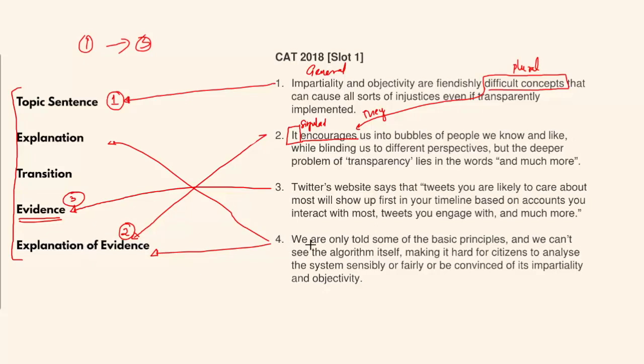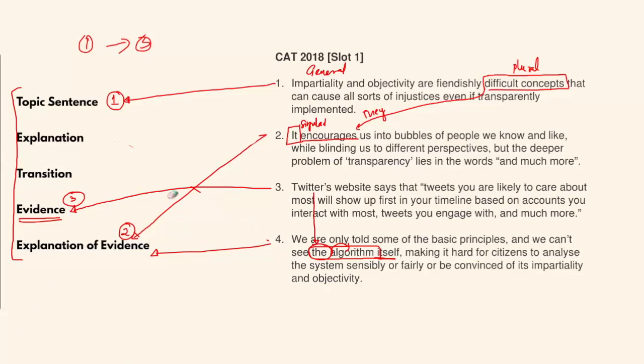And we look at number 4. We can only see some sort of basic principle. We can't see the algorithm. What algorithm are we talking about? We can't see the algorithm itself, making it hard for citizens to analyze the systems, and so forth. Then you look at which algorithm. I need something that explains what the algorithm is, which means it's a specific algorithm that is being talked about. Who gives the algorithm, ladies and gentlemen? Twitter gives the algorithm, which means this particular sentence is also an explanation of the evidence and not an explanation of the topic sentence, ladies and gentlemen. So that also goes away.